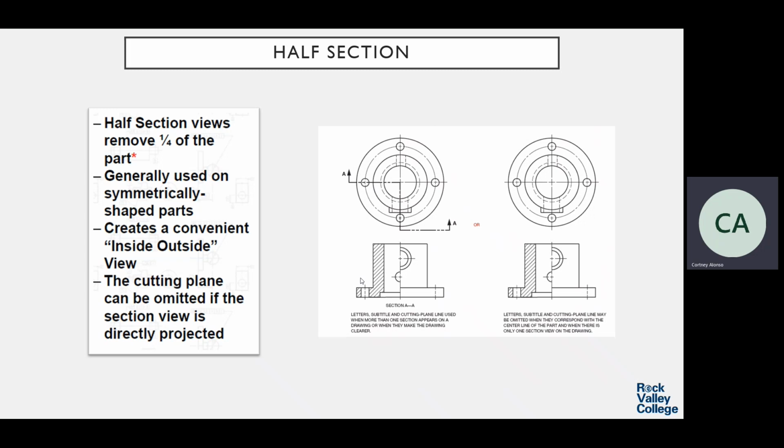Okay. So it creates a convenient view of inside and outside. I'm showing you the inside and the outside in one view, very, very easily. So that's what they're doing in both these pictures here. So another way to say it is half section views remove a fourth of the part. It's funny because half section is a fourth, but basically it's saying in the view I have, only half is a section.